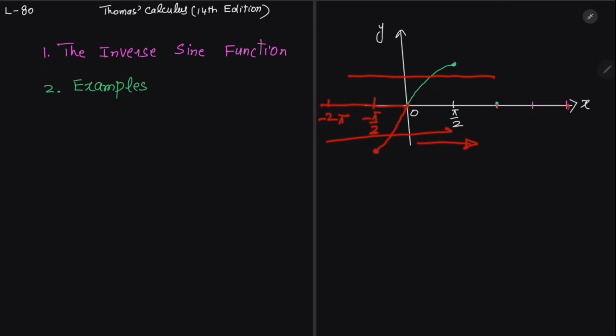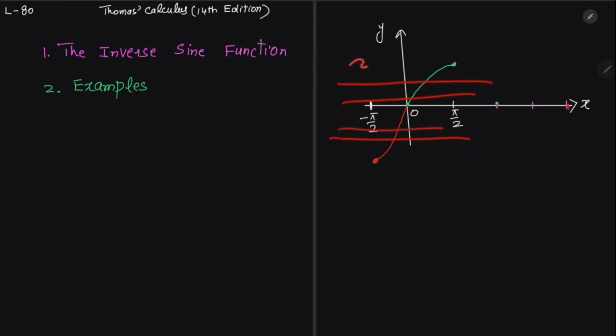So smartly, what we can do, we can have minus pi by 2. We want to include minus pi by 2 in the domain as well, and we also extend the function from minus pi by 2 as well. So this function is one to one. You can draw any horizontal line and it still passes through one point.